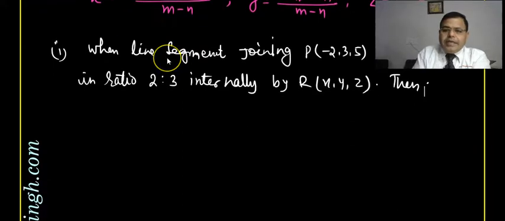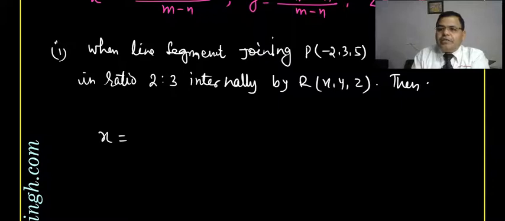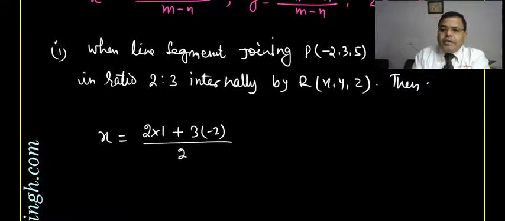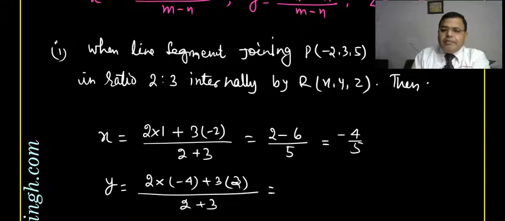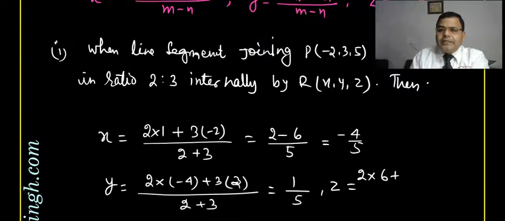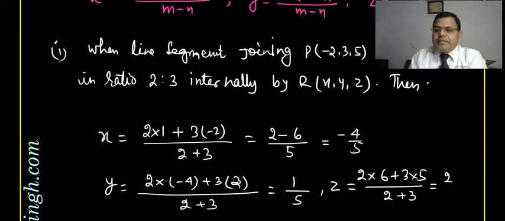Then the coordinate of R: x is equal to, m is 2 and x2 is 1, so 2 into 1 plus 3 into minus 2 divided by 2 plus 3, that is 2 minus 6 upon 5, so that is minus 4 upon 5. Y is equal to 2 into minus 4 plus 3 into 3 divided by 2 plus 3, that will be minus 8 plus 9, that is 1 upon 5. And z is equal to 2 into 6 plus 3 into 5 upon 2 plus 3, that is 12 plus 15, 27 upon 5.